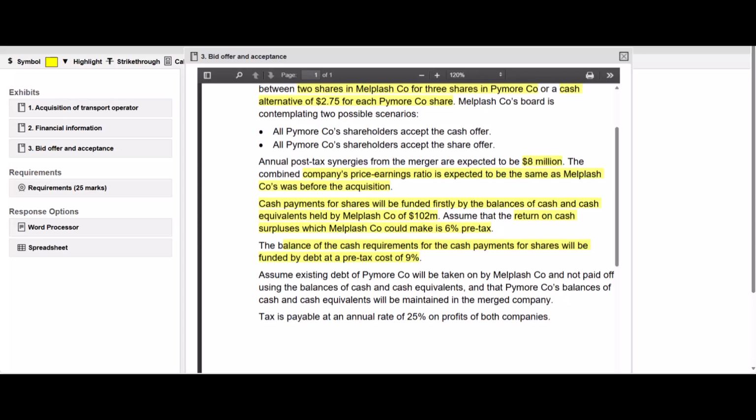It then gives us a couple of extra bits. So assuming that the existing debt will be taken on and not paid off. So that's one thing we need to look out for. And they'll keep the cash and cash equivalent within Piemore. It then says we've got tax at 25% as well. So lots of information going on. So that's the premise. And we're going to have to do some calculations based on those.